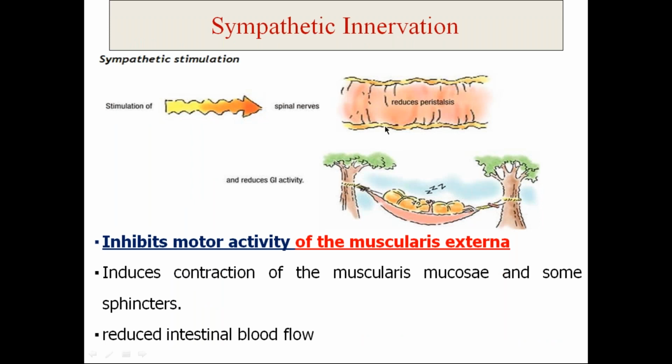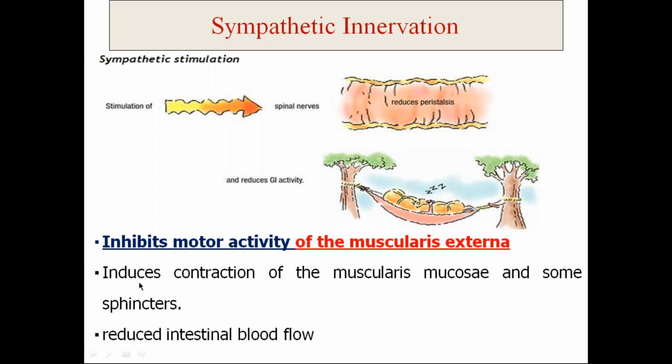Sympathetic innervation क्या करेगा? Sympathetic innervation by and large इसका उल्टा करेगा. It would be opposite to what the parasympathetic innervation was doing. So it is going to cause a reduction in the tone of the muscles. It will cause reduction in the activity of the GIT. So the GIT, you can see, is sleeping here, reduces activity of the gastrointestinal tract. It inhibits the motor activity of the muscularis externa. What is muscularis externa? Muscularis externa is basically the longitudinal and the circular smooth muscle layer of the GIT.